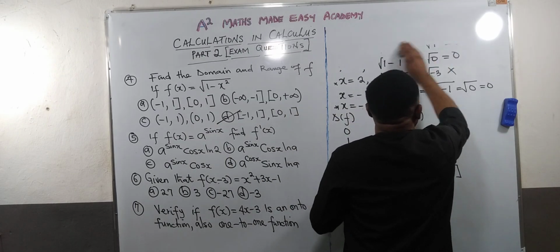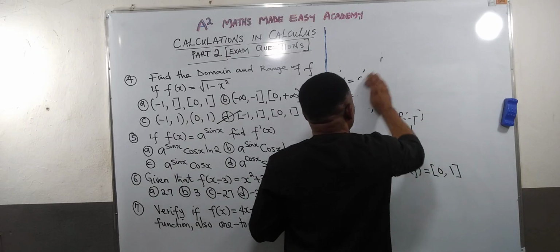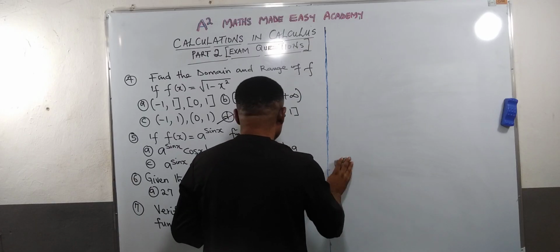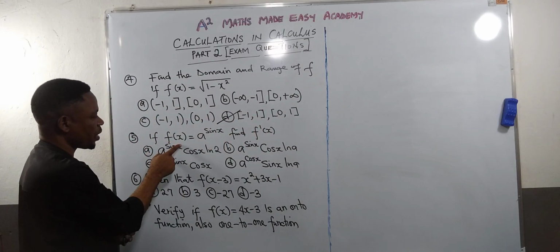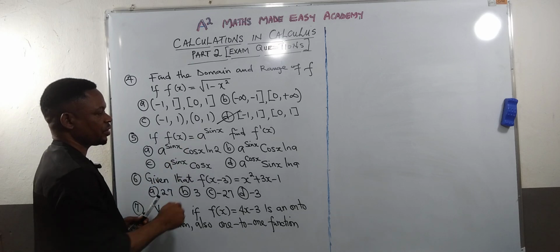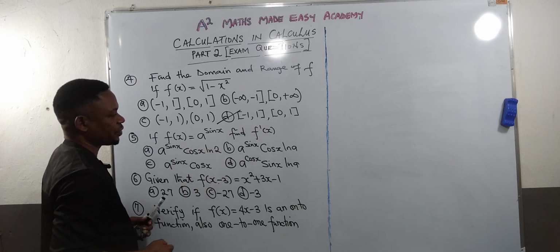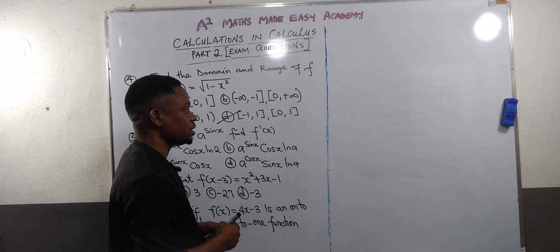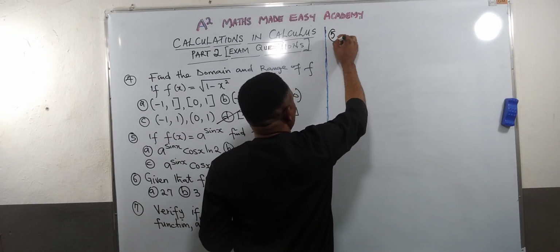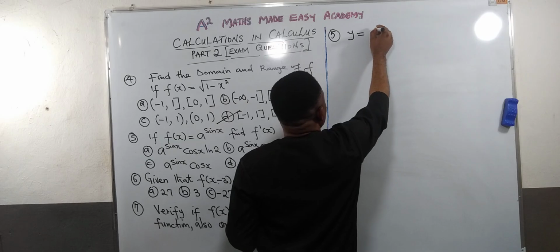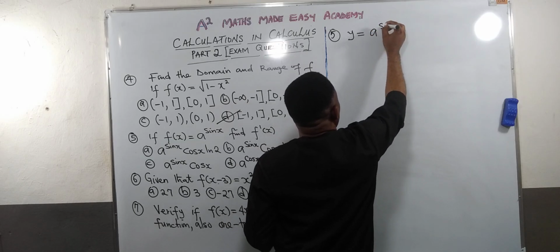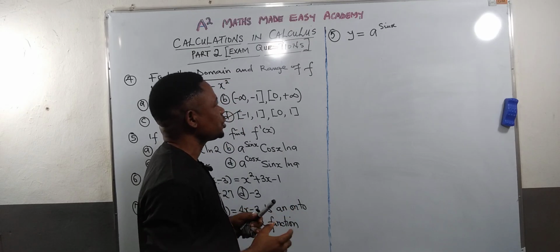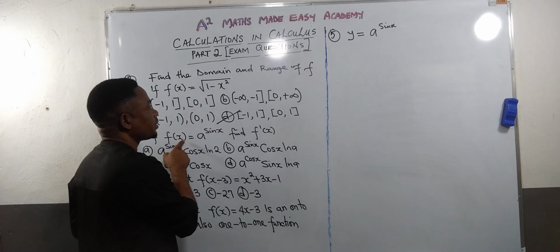Question number 5. What is question number 5 talking about? I want you to watch. Number 5 says, if f of x is a raised to power sine x, find f prime of x. This prime means derivative, or you can call it dy over dx. Now let's tackle question number 5. We're given that y is a raised to power sine x, and the question is to find dy over dx.